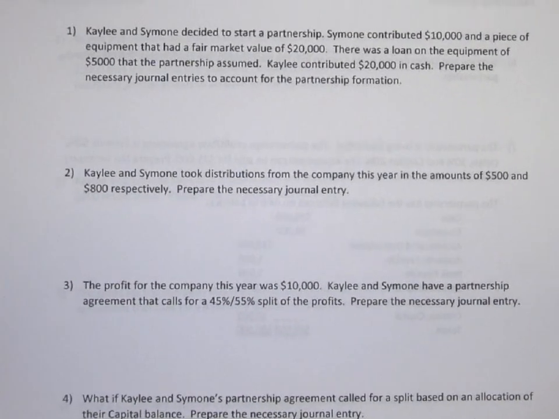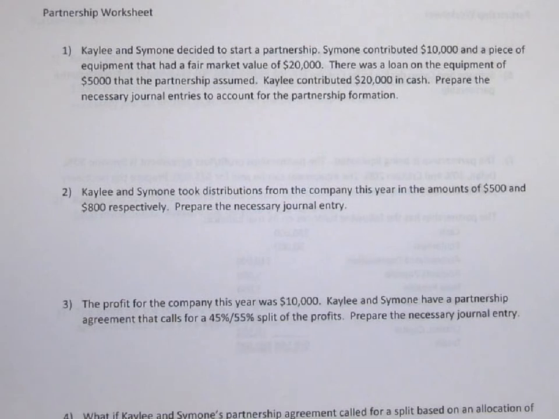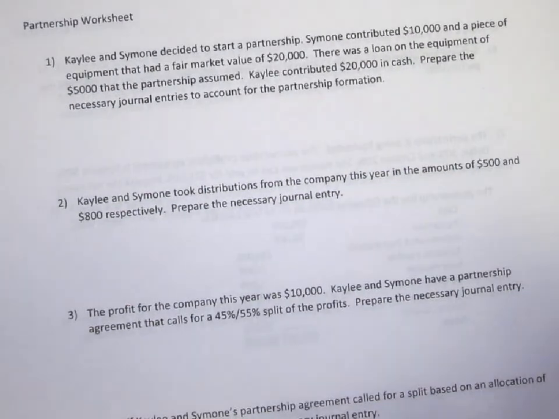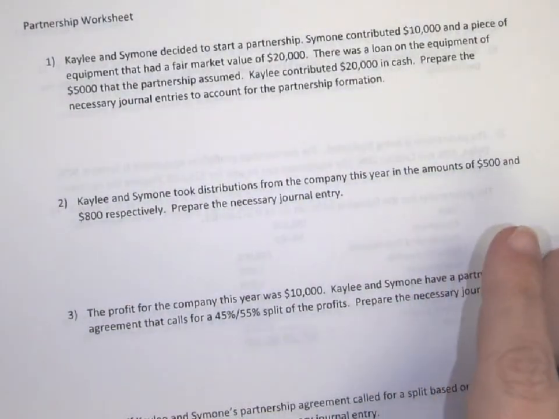With the partnership worksheet, what we start off with is we have two people, Kaylee and Simone, who have decided that they would like to start a partnership. Simone is going to be contributing cash, but she's also going to be contributing equipment, and that equipment does have a loan associated with it. Kaylee's is pretty straightforward in that she is just contributing cash to it. So let's go ahead and just do Kaylee's first, since hers is more simple than Simone's.